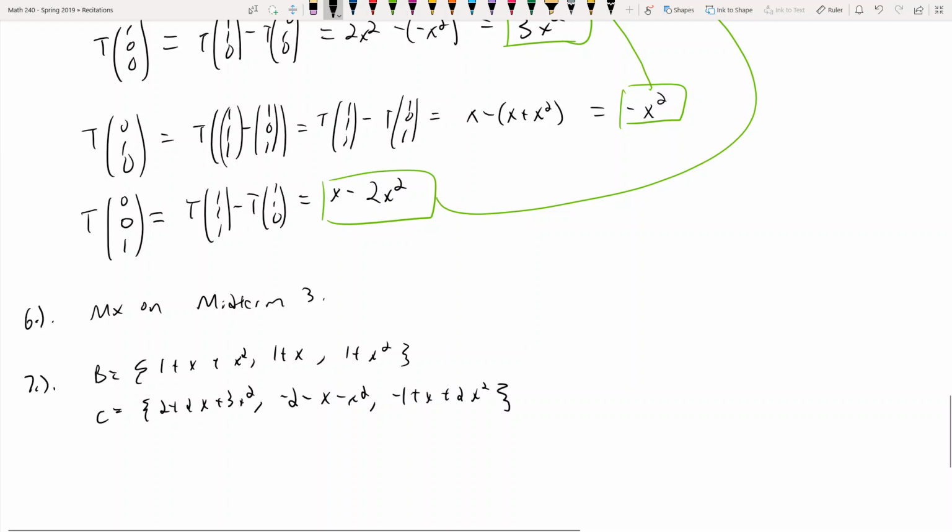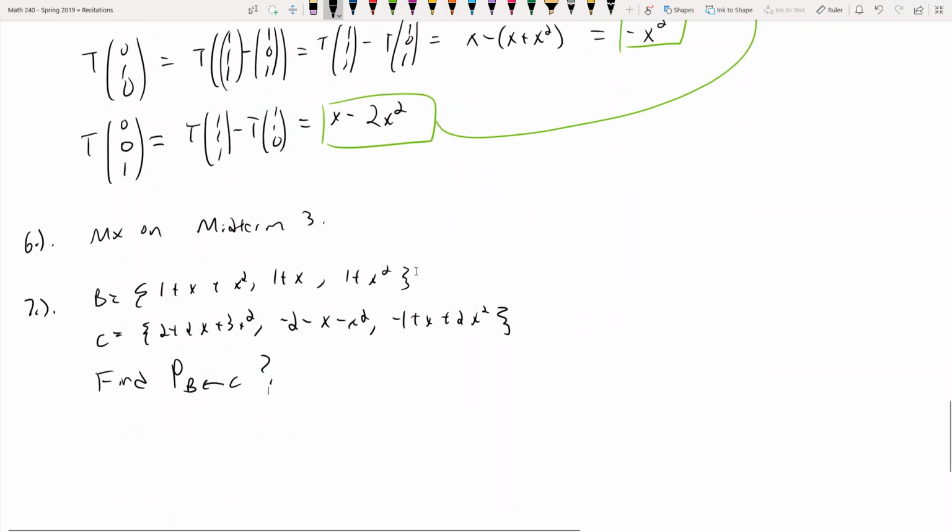Problem 7 just asks you to find the change of basis matrix from C to B. All right, so this shouldn't be too bad of a problem. If you don't remember which way you're supposed to set up the augmented matrix, remember what the definition of P from C to B was. It's essentially C1 written in terms of B, C2 written as the coordinates of B, and C3 written as the coordinates of B.